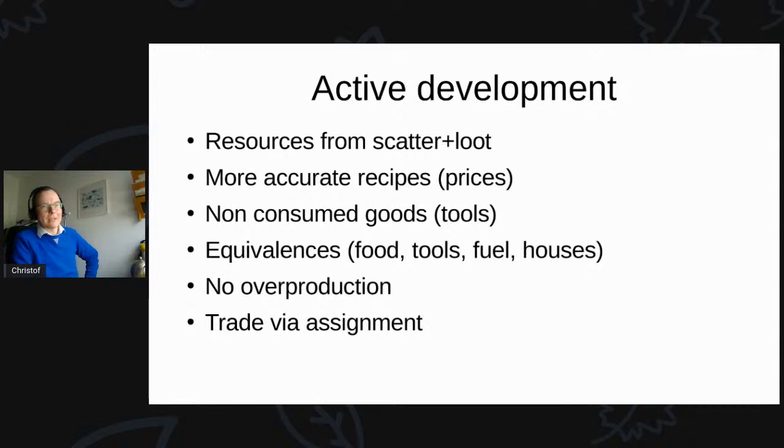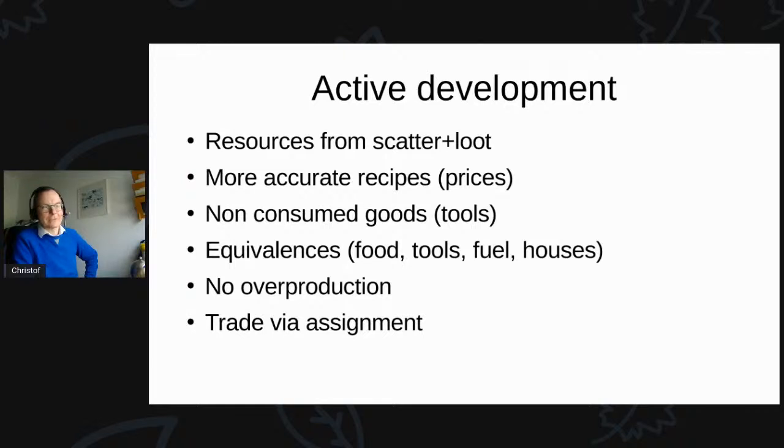I've also implemented non-consumed goods. So basically, there's some tools which might wear, because if they don't wear, you end up in a non-stable economic state. There's equivalences. For example, if you are living in an icy environment, you will probably not base your economy on wood. You will probably base it on animal parts, and you can create food and tools and fuel from these, and even houses.